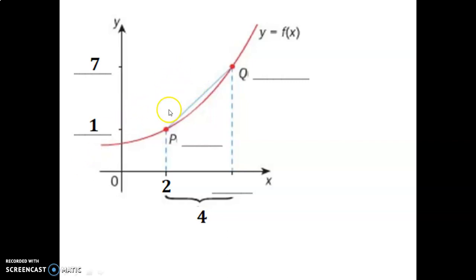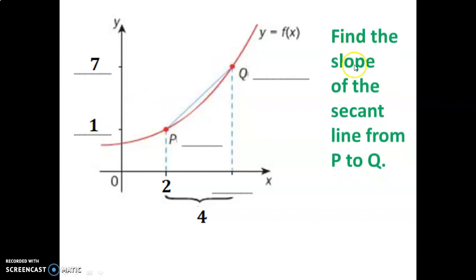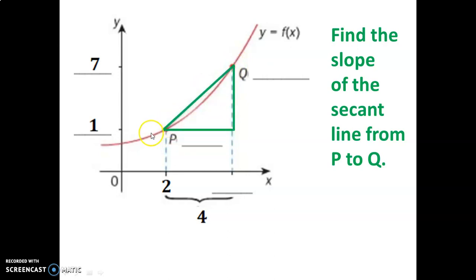First of all, we are given these 2 points and we're going to find the slope of the secant line from P to Q. So connecting those 2 points, we're going to find that slope right there. The slope can be represented by that connecting line, and then we can draw a slope triangle because we're going to get the rise and the run and find the slope. Okay, let's fill in some blanks.